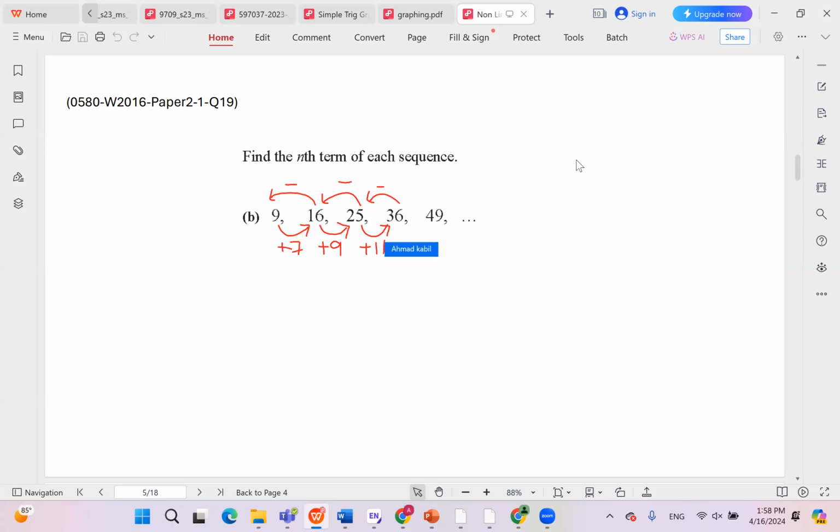If we get the second layer of differences, this is +2 and this is +2 as well. So therefore, since the second layer has the same number in each, it's always +2. So we know that this is a quadratic sequence.